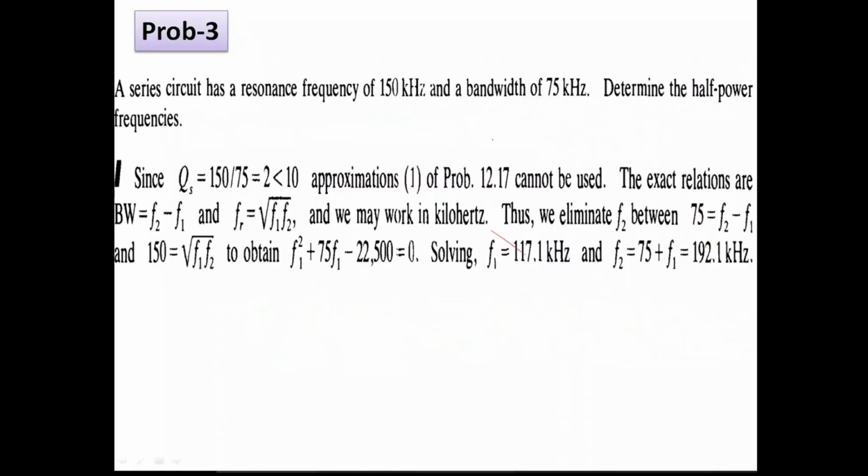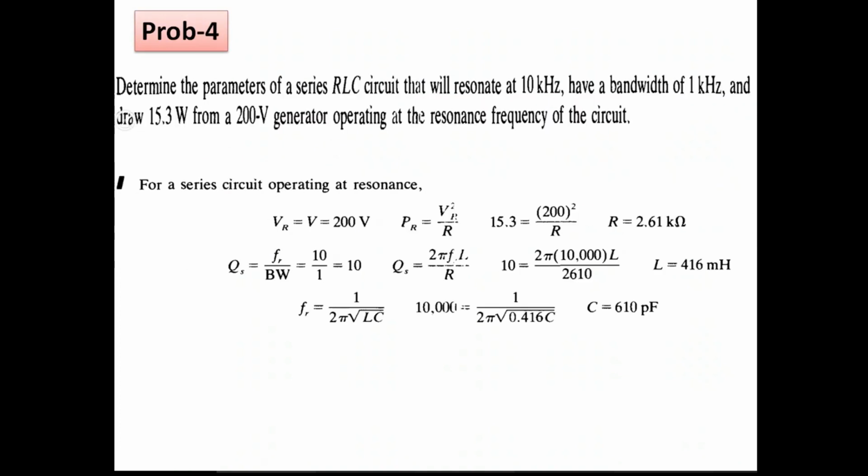Then take another example. A series circuit has a resonant frequency of 150 kilohertz and bandwidth of 75 kilohertz. Determine the half power frequencies. Since the quality factor is given by 150 by 75, this is the quality factor, and it is 2 and it is less than 10. Therefore, the approximation of problem 1 cannot be used, and the exact relationship is this bandwidth expression, and we may work in kilohertz also, right?